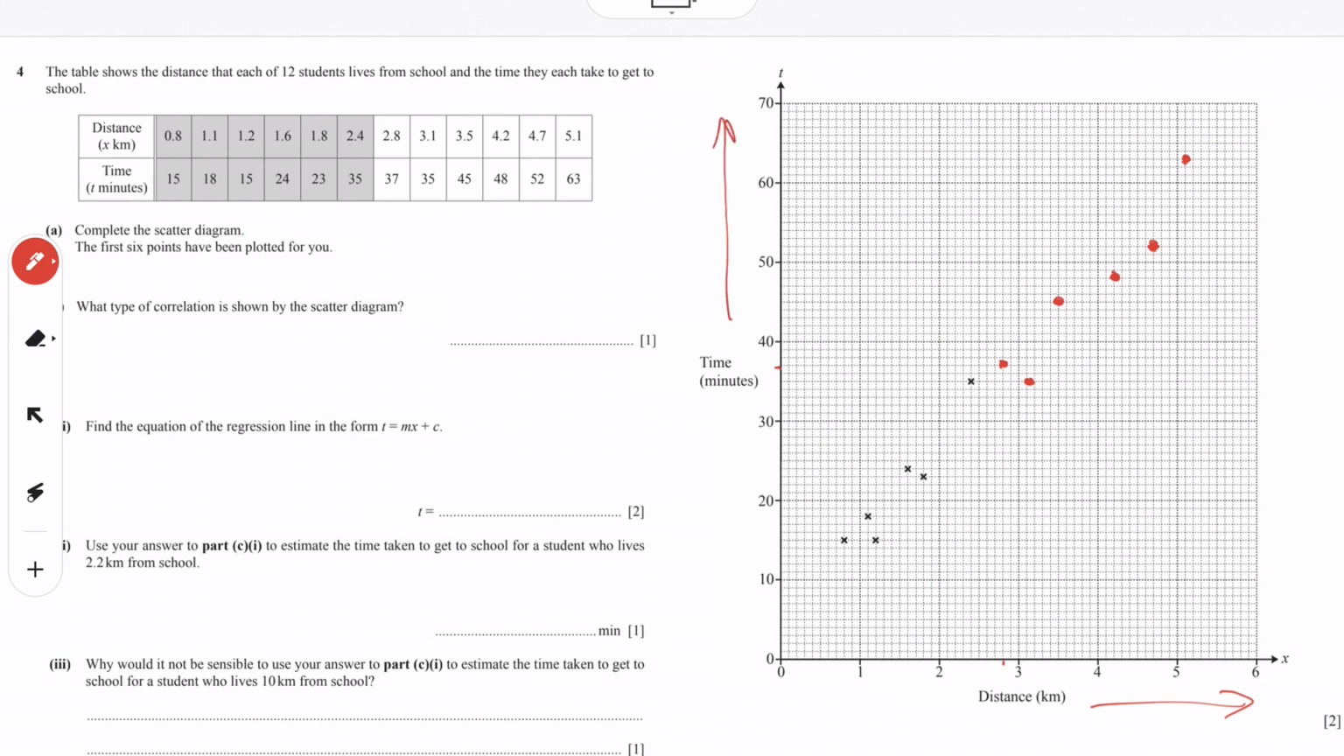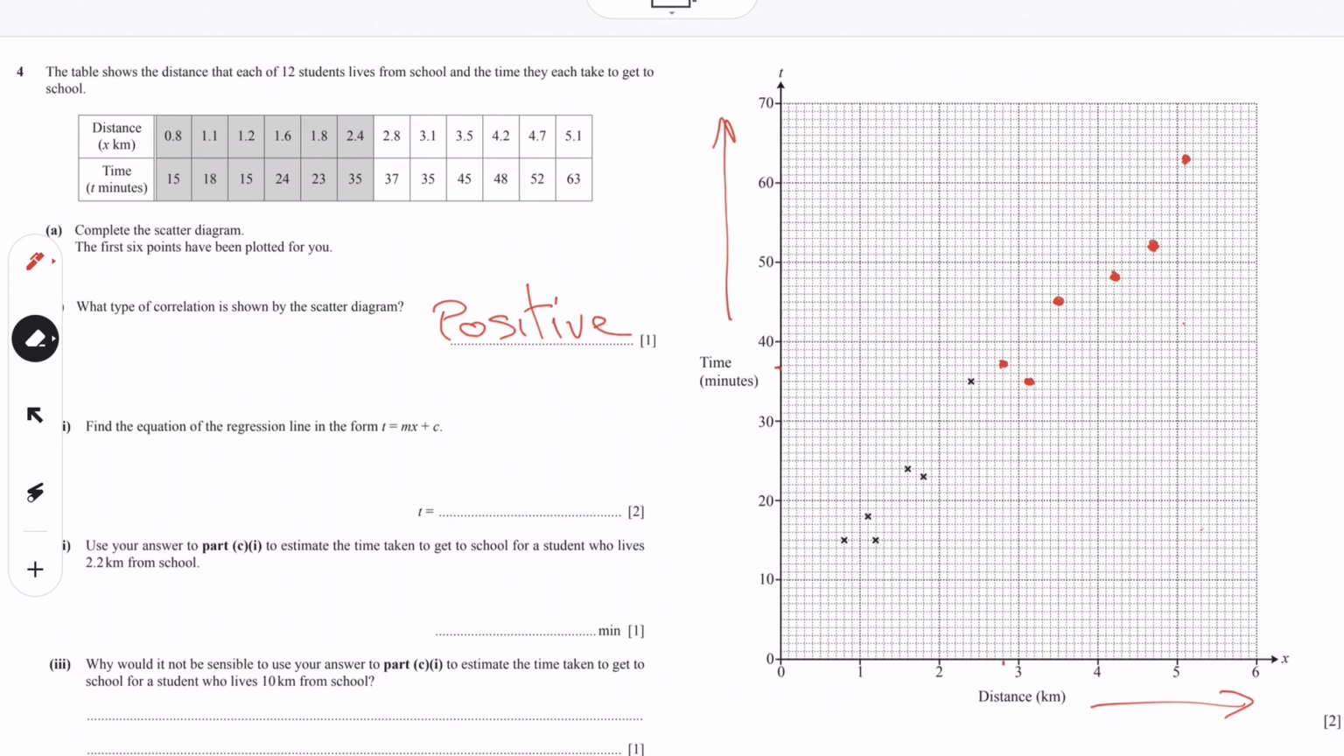we've got something called positive correlation. Now if they were moving in sort of this direction, moving forward and moving downwards, then it would be deemed negative correlation. But because both variables agree, they're both going up, it is deemed positive.